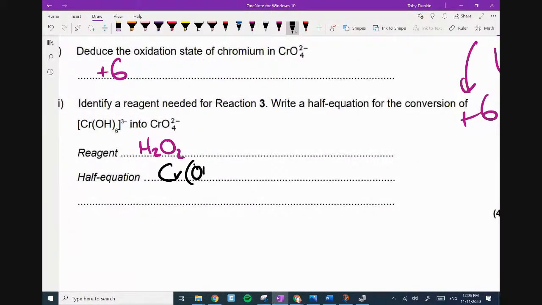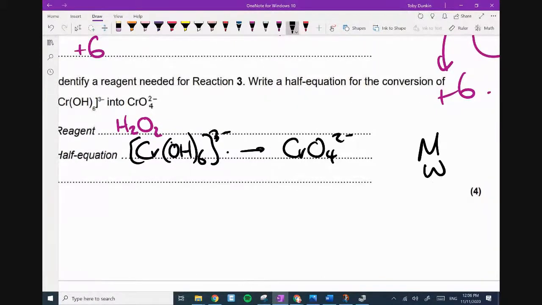Cr(OH)6 3 minus going to, we need to MOE this, CrO4 2 minus. Right, we're going to MOE it. Now, the annoying thing is, though, we're in alkali. So we've got to do MOE and then convert. This is a bit of a nightmare.